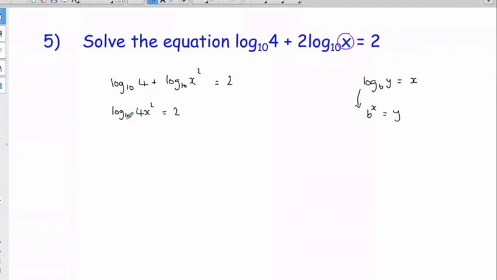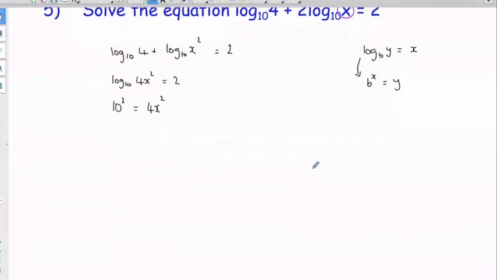So I've got 10 as my base, so that's my b. My answer is my x up here. So that's 10 squared needs to equal 4x squared. I can work out 10 squared is 100. I'm going to divide both sides by 4. And I can square root.